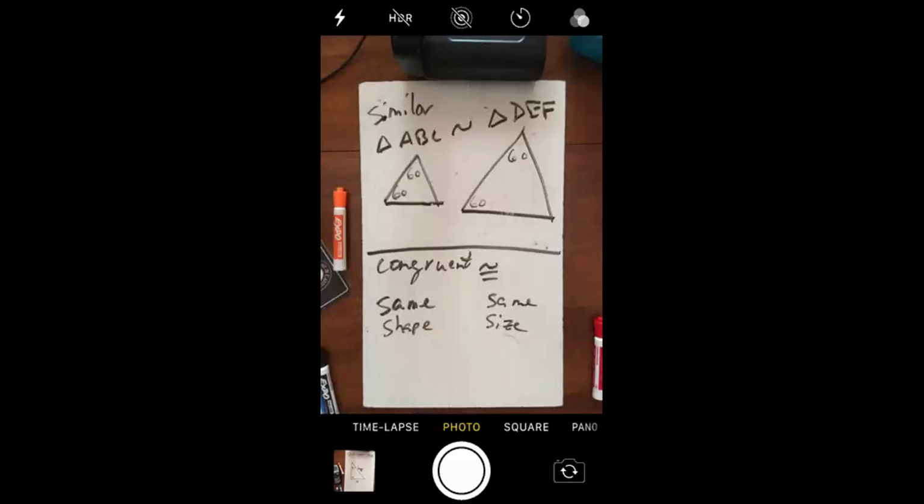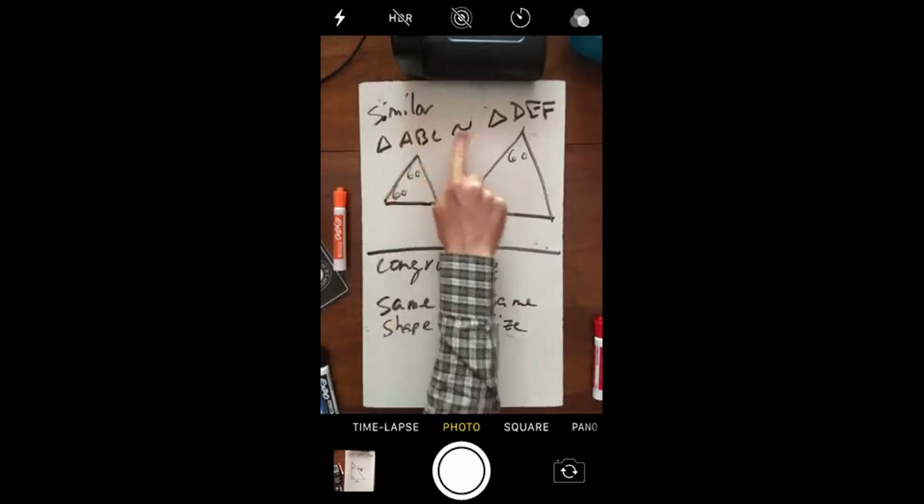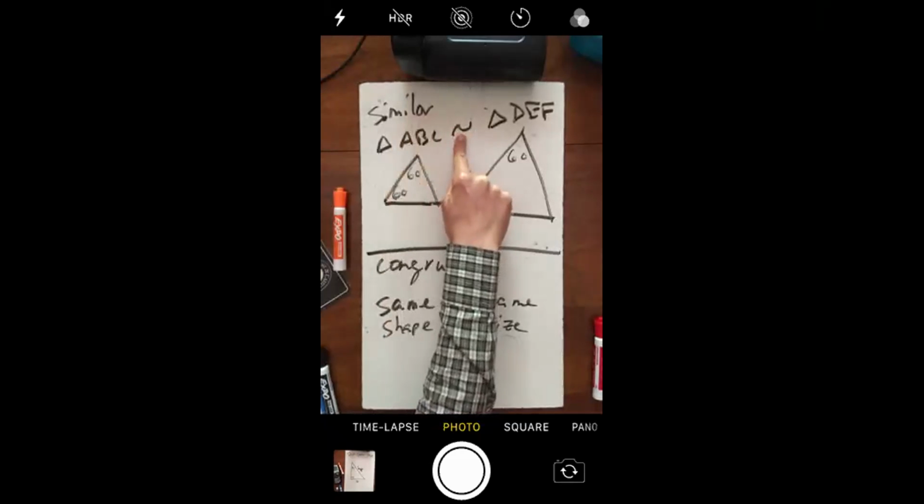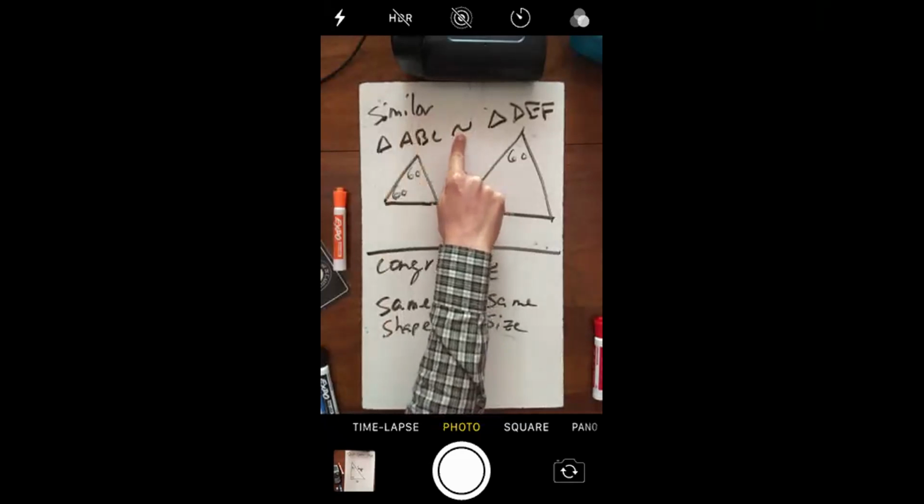So first, I want to talk to you briefly about what it means to be similar. One thing that we know about similar triangles, and this is the symbol for similar, the tilde, but without any equal sign, is that all corresponding angles are congruent. So these are the angles.